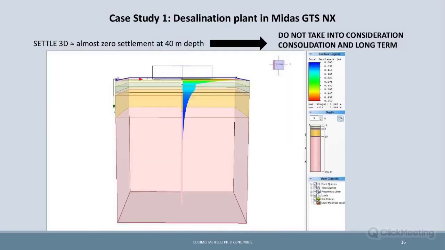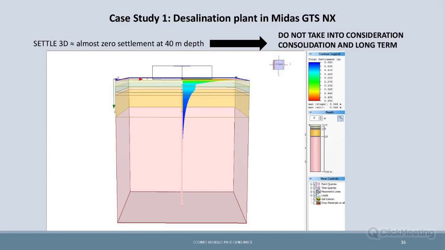Then going to the results. This is the results of Settle 3D. Almost zero settlement at 40-meter depth. So at the end of the day, we say, wow, at 40-meter depth, which is our pile, we will have a zero settlement. So if I have zero settlement, I could consider some base resistance, no? What type of setup is this that does not take into consideration consolidation and long term?